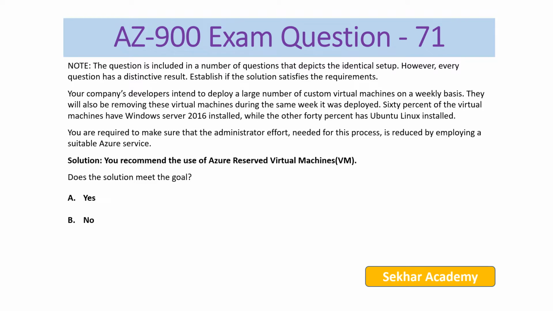So Azure reserved virtual machines, the cloud service has been reserved for a dedicated use on a 1 or 3 years basis. So this solution doesn't meet the goal, right? Because we need a solution that deploys the custom virtual machines on a weekly basis, but Azure reserved virtual machines are dedicated for a minimum of 1 year, up to 3 years, right? So the right answer is option B, no.